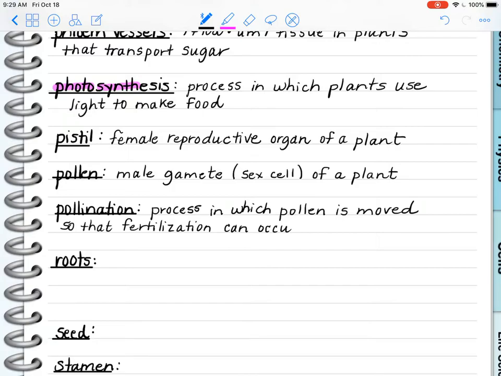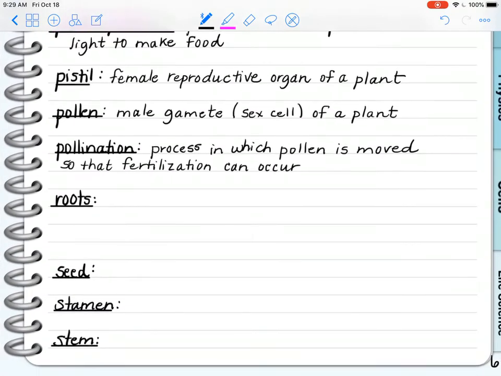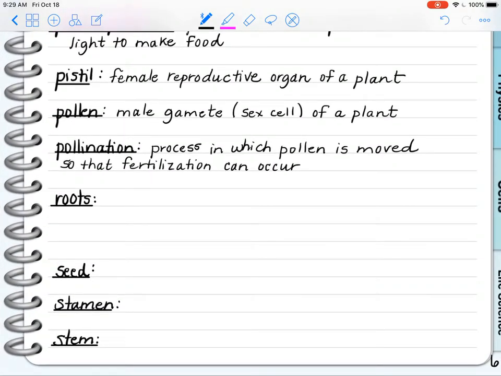Bees are very important in this process. They carry pollen from one plant to another, from a male plant to a female plant, and that is what allows that fertilization to occur so that new plants can be sprouted, that new plants can germinate.